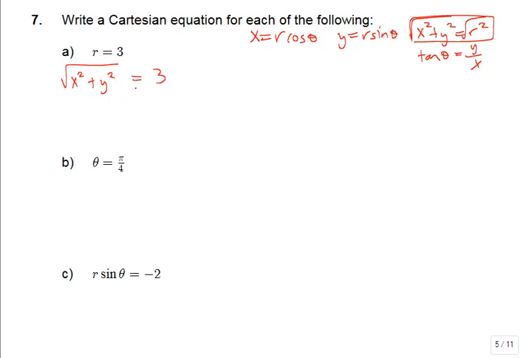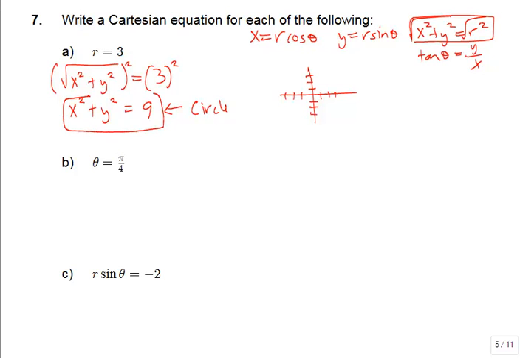Now let's clean this up a little bit. If I wanted to get rid of that square root, I would square both sides. And that gives me x squared plus y squared on the left, and it gives me 3 squared or 9 on the right. What does the graph of x squared plus y squared equal to 9 look like? It's just a circle. It's a circle with its center at the origin and a radius of 3 all the way around. So the graph of this equation right here is this.